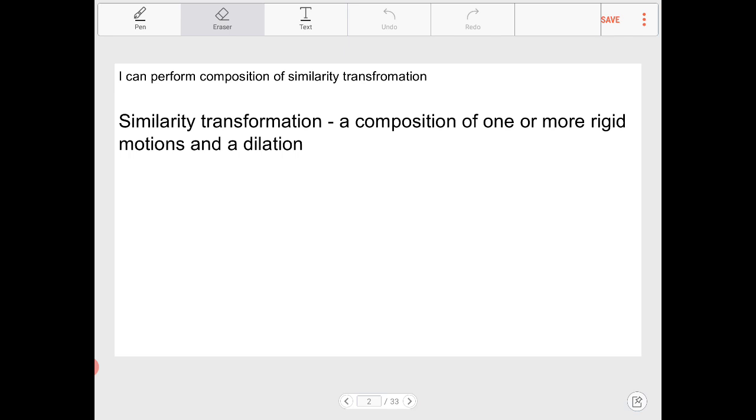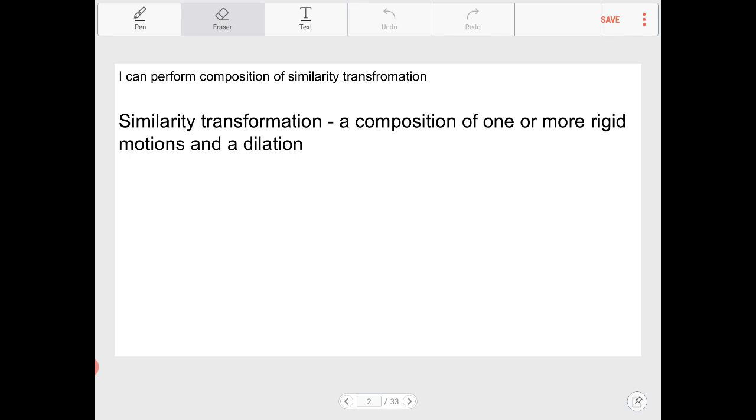Recall what a rigid motion was again? Rigid motion is simply a translation, reflection, or a rotation. But now, with a dilation added on, we're calling this a similarity transformation. Why the distinction here? Because a dilation is no longer a rigid motion. The object is no longer going to be congruent. And why are we using the word similar? Because the object after the dilation is not congruent.